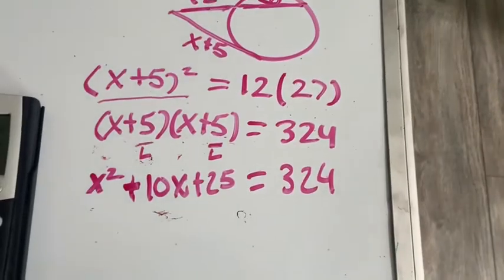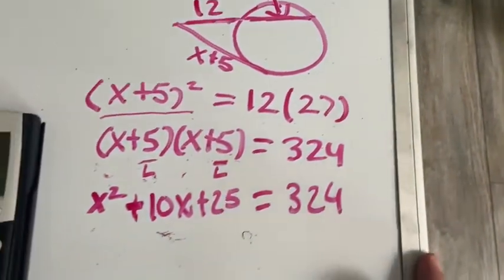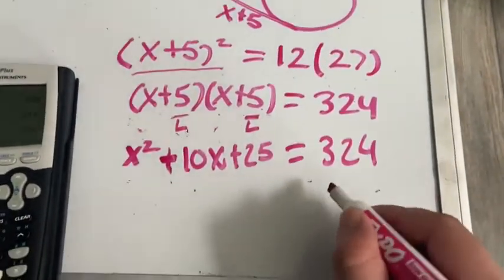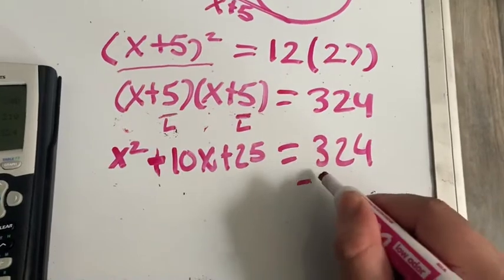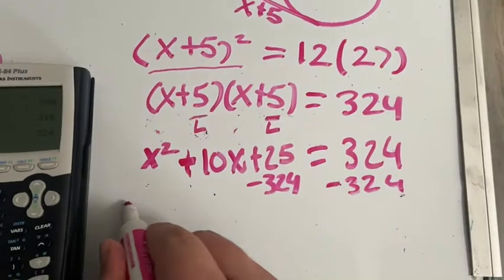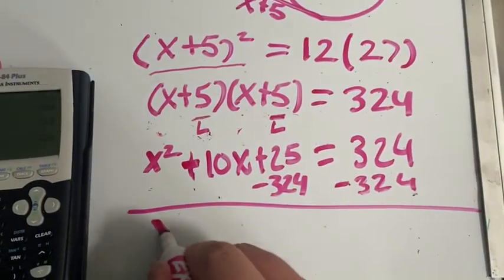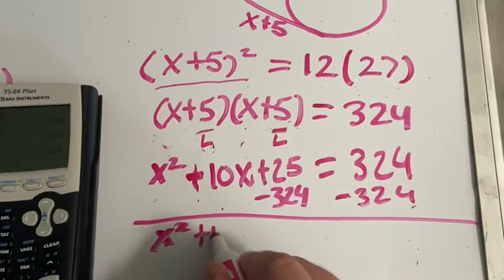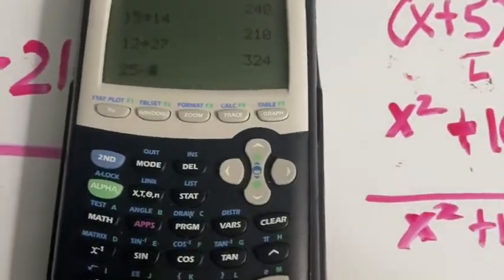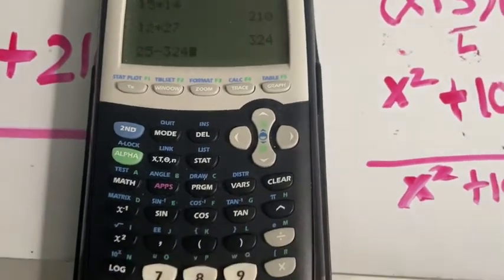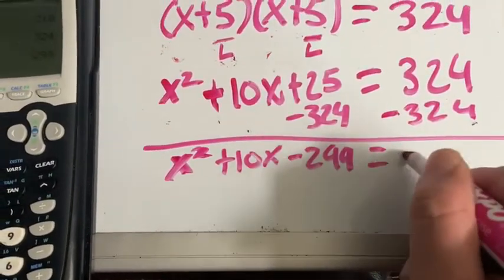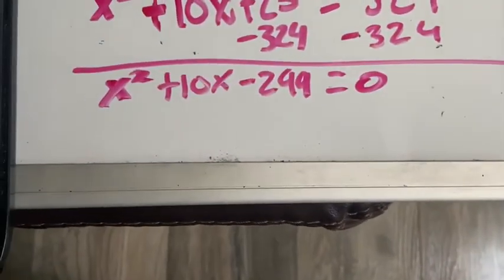Now, what I'm actually going to do is move this whole right side. I'm going to just eliminate all of this 324. Okay. So what I'll have is x squared plus 10x plus 25 minus 324, and it's going to be a negative number, minus 299, and that's going to be equal to 0. Okay.